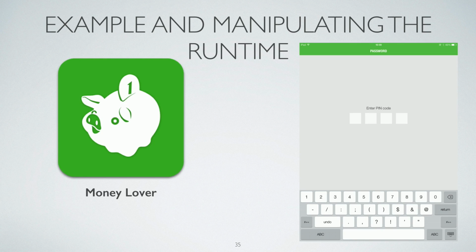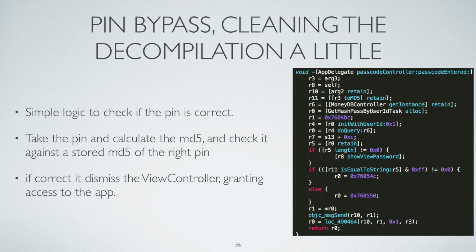This is Money Lover. It's the wallet that I talked to you before. It's a very simple wallet which you can insert your stuff and track your expenses, and you can protect your stuff from unwanted eyes with a pin. So now we reverse engineer what they are doing.